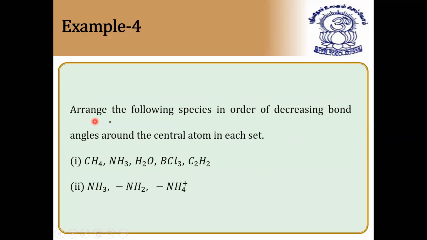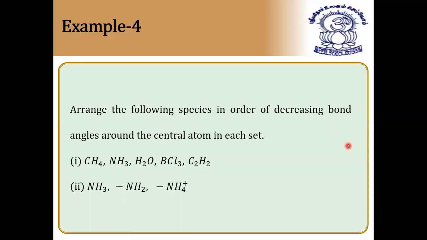Next, the following species in order of decreasing bond angles around the central atom in each set. Decreasing bond angles. So this is CH4, it is an alkane. So first one is CH4. CH4 is an alkane. Ammonia, water, BCl3, C2H2.